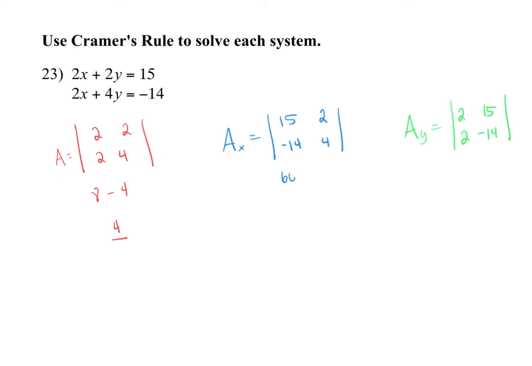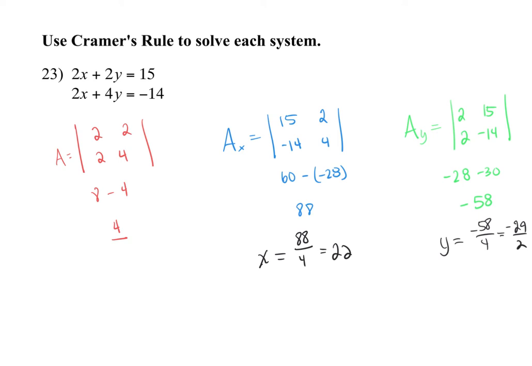15 times 4, we have 60 minus a -28. We have 88 here. And then for this one, we have -28 minus 30, we have -58. To find my x value, I'm going to take the 88 divided by the 4. To find my y value, I'm going to take the -58 divided by the 4. Leave it as a fraction, that's fine. So my answer here would look like this. All right.